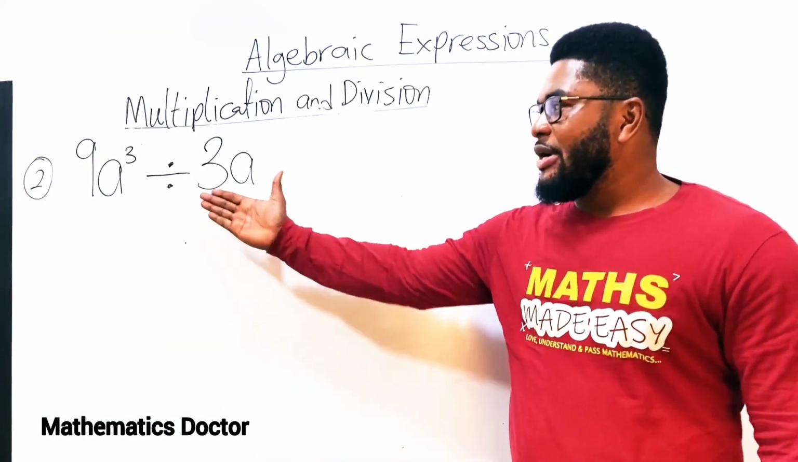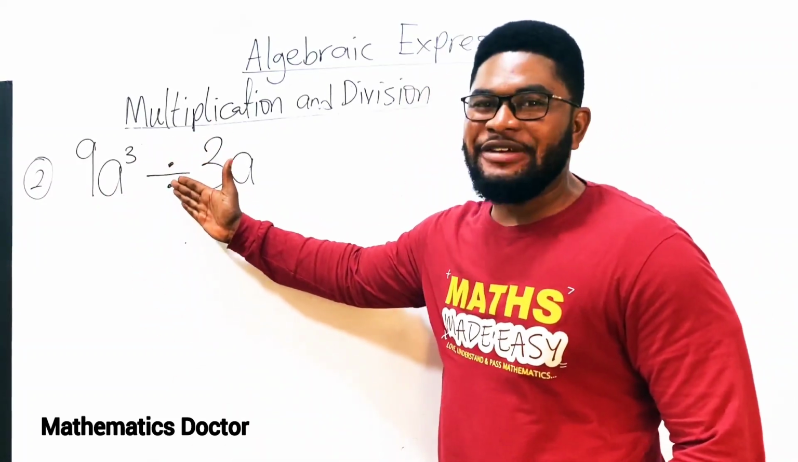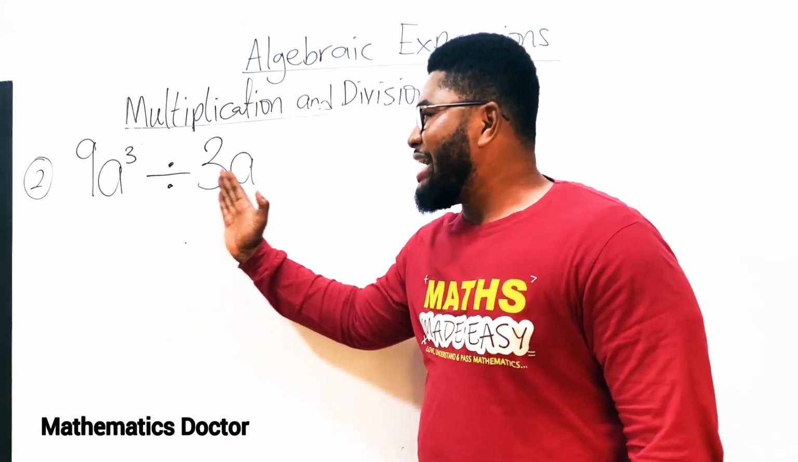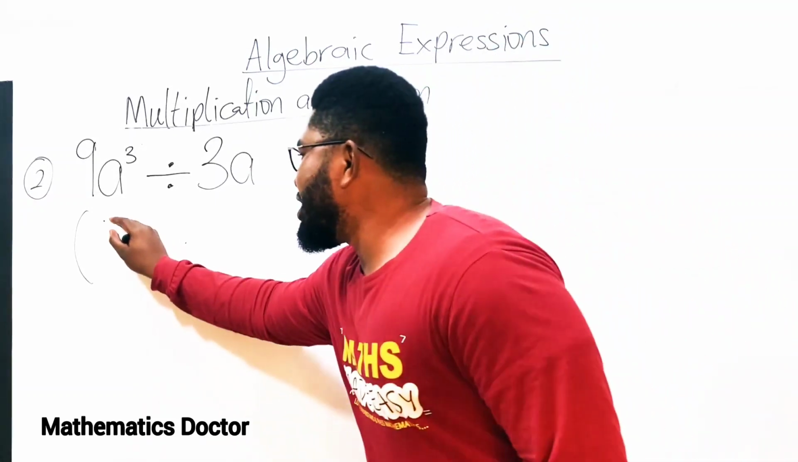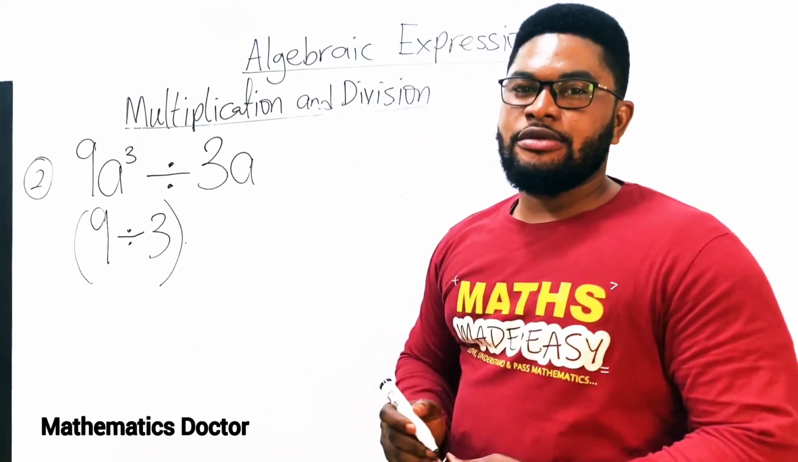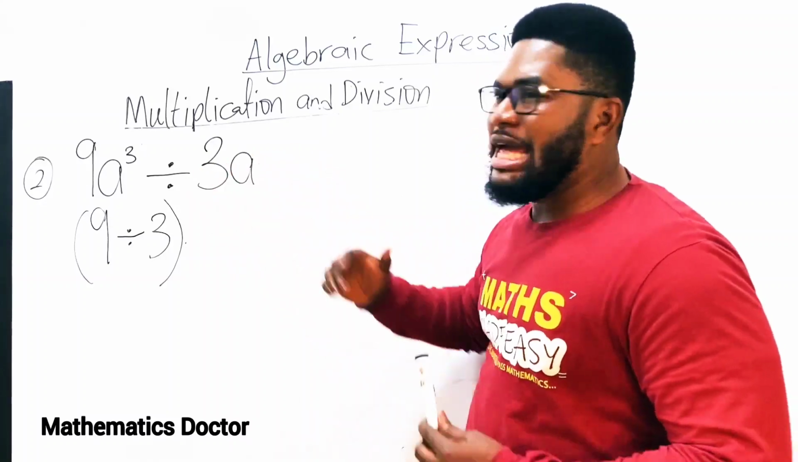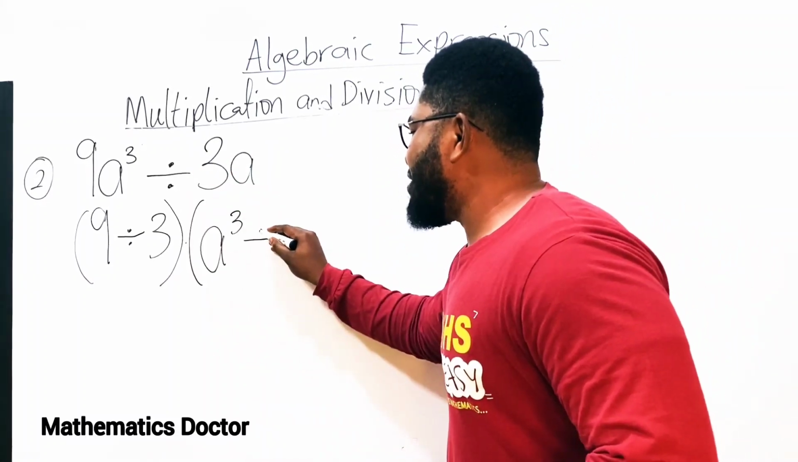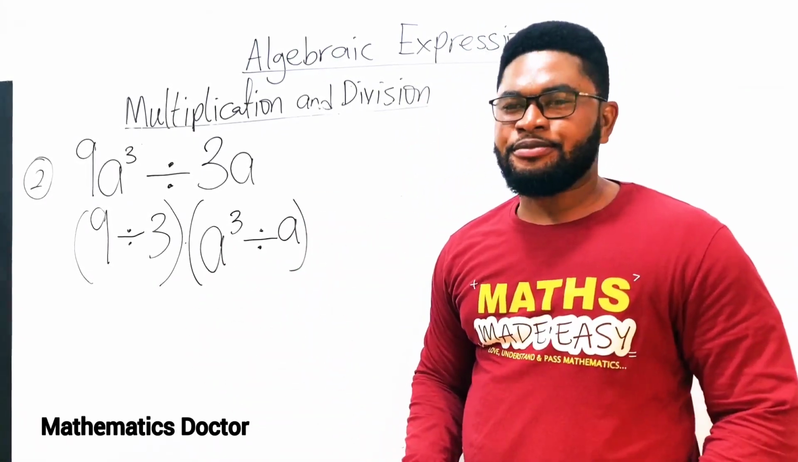Let's solve question number 2 with the indices approach. We have 9a cubed divided by 3a. Let's take the coefficient 9 and divide it by 3. Put them in bracket to show the complete work. So 9 divided by 3 in bracket. Now let's move to the variable a. a raised to the power 3 divided by a, also in bracket. a power 3 divided by a. Putting them in bracket shows the complete term.